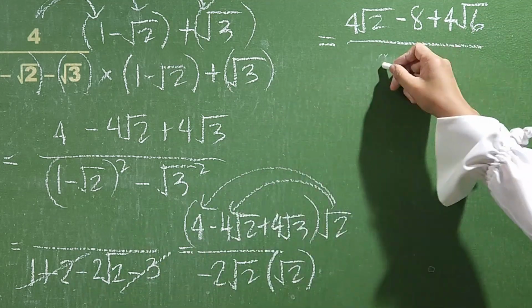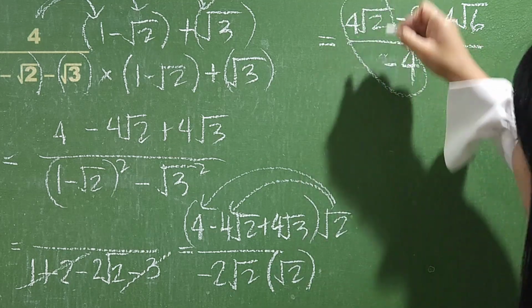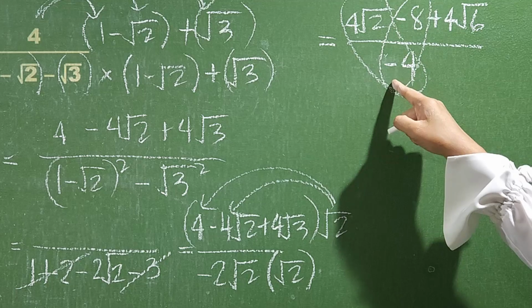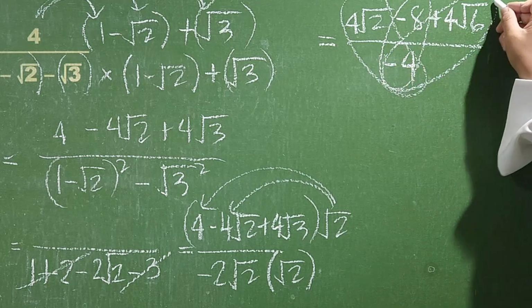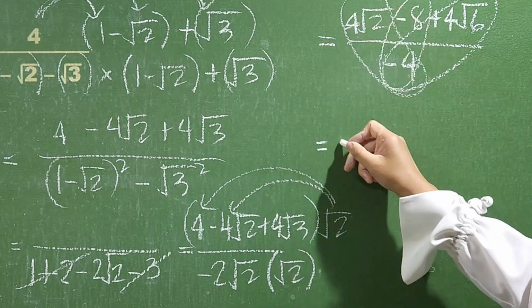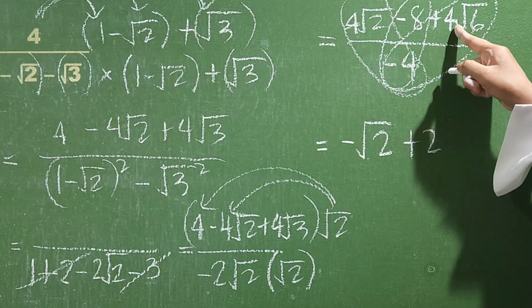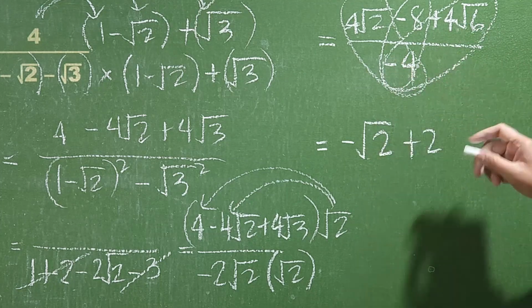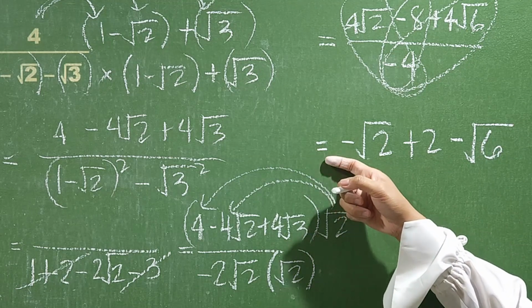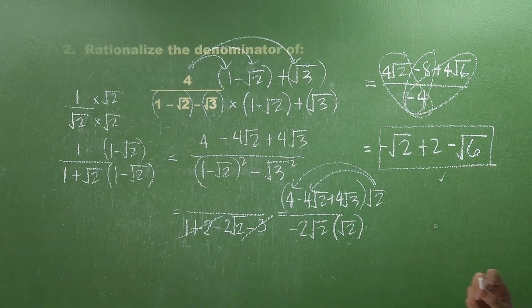And again, our denominator is negative 4. 4 square root of 2 over negative 4 is our first term. Negative 8 over negative 4 is another term, and this would be our third term. If we simplify, this becomes negative square root of 2. Negative 8 over negative 4 is positive 2. 4 square root of 6 over negative 4 is negative square root of 6. So we have negative square root of 2 plus 2 minus square root of 6. This would be our answer.